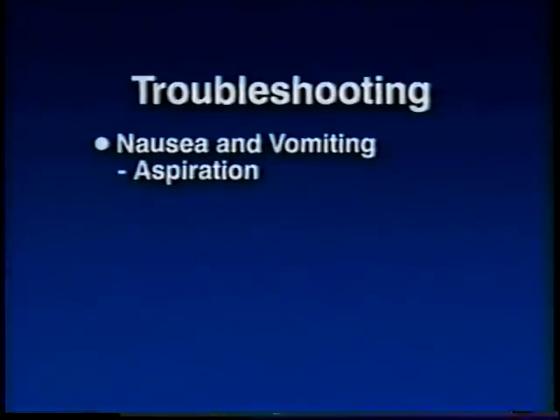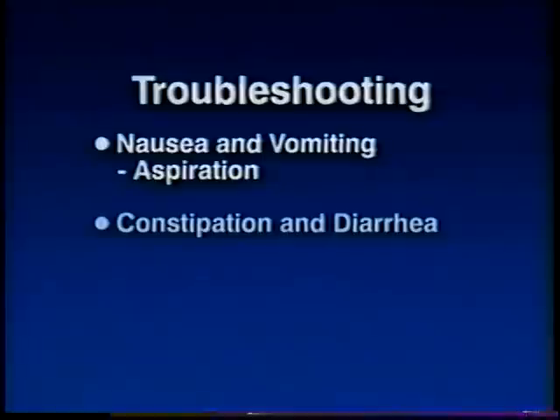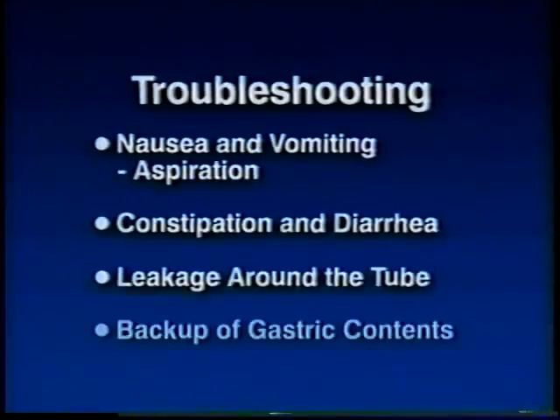While caring for a patient with a PEG, there are some problems that may be encountered. This section will discuss management of nausea and vomiting and the potential complication of aspiration, constipation and diarrhea, leakage around the tube, and backup of gastric contents into the tube.